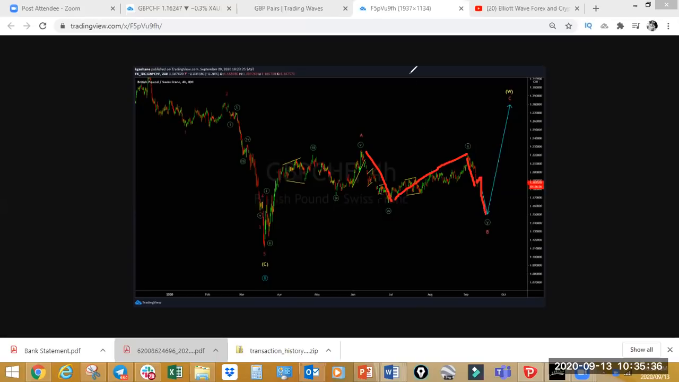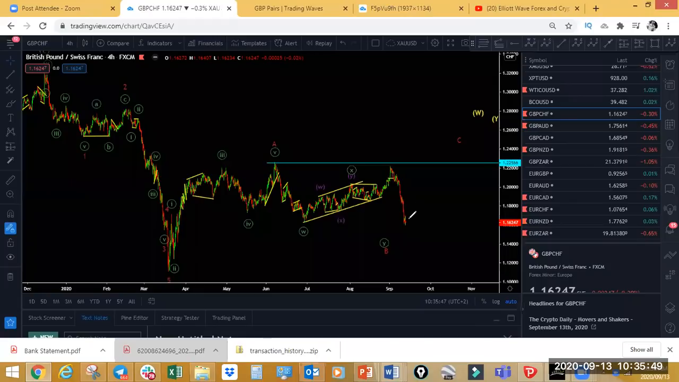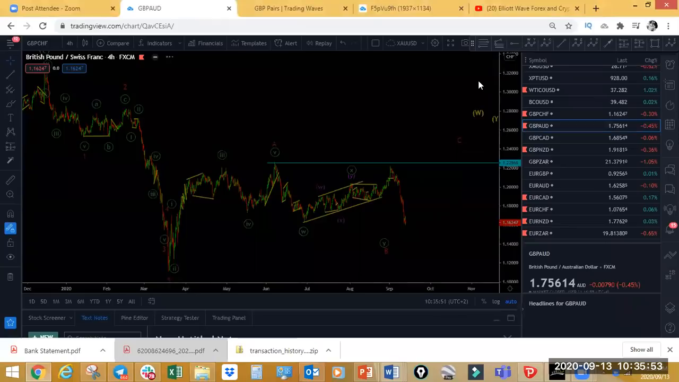That's not only the case on pound chief. It looks like all the pound pairs will be looking downside in the next couple of sessions. So look for pullbacks. Let's go to the chart here. Look for pullbacks in the 1 hour for downside. That is pound chief. Pound Audi, let's have a look at pound Audi.